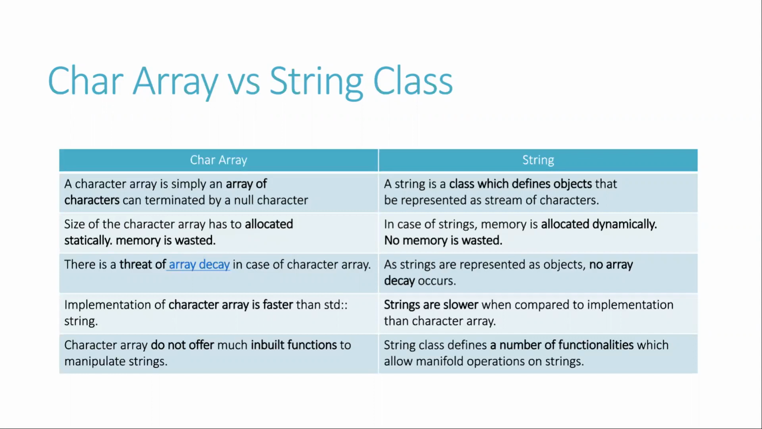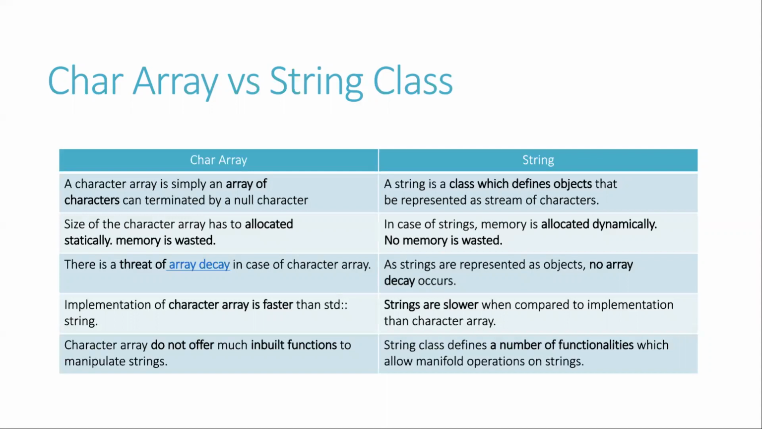So that is why it is a static declaration. But in case of string, we can declare our string objects dynamically, as many as we want. So there is no concept of wasting memory here. Array decay: there is a threat of array decay in the case of a character array. The array decay concept comes when we pass an array into a function. When we pass an array inside a function, we can access the total array by passing the base address of the first element, right? And that can be accessed using the pointer.